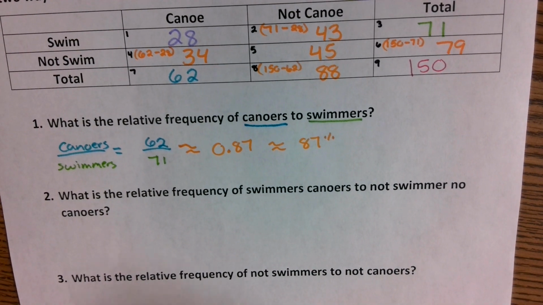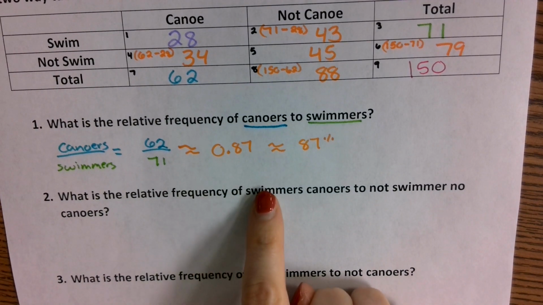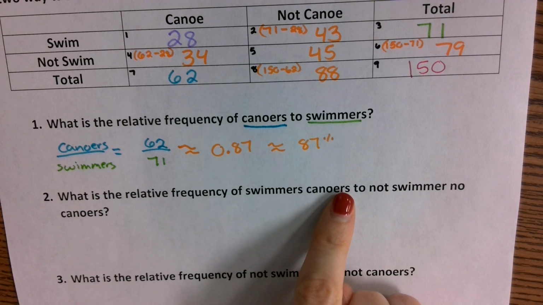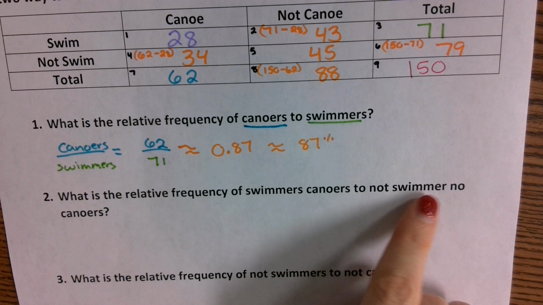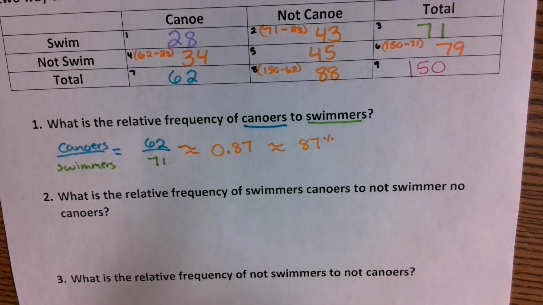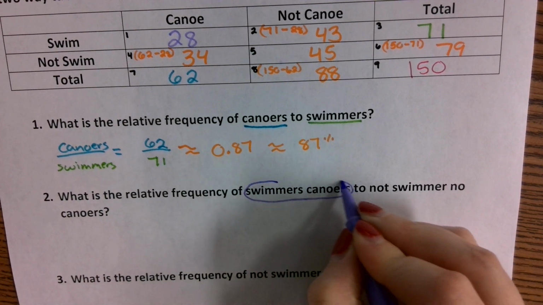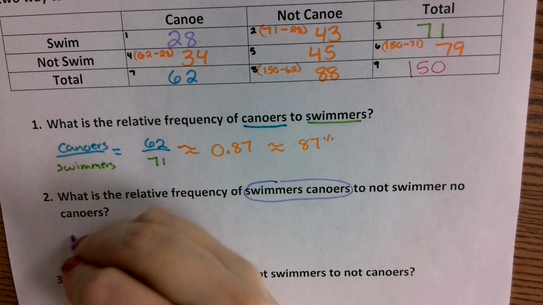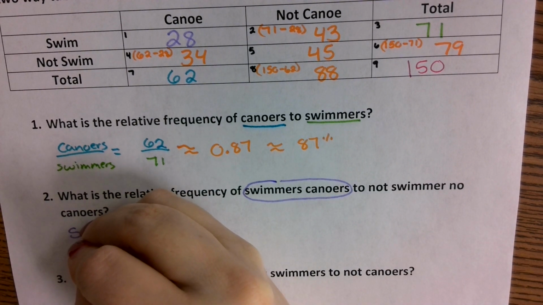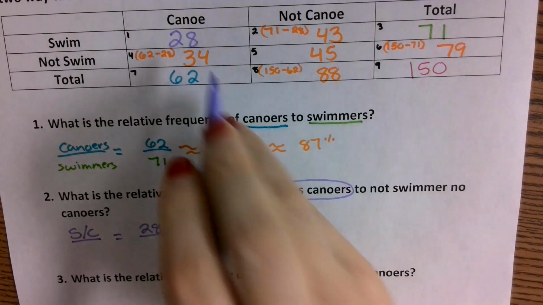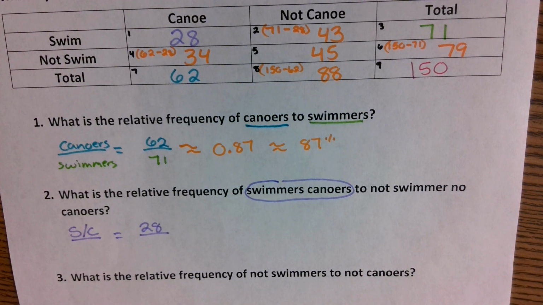Okay, for problem 2, the relative frequency of swimmers, canoers. So it's people who swim and canoe compared to people who do not swim and do not canoe. So how many people swim and canoe? 28. Okay, so swim and canoe, that's going to be 28 people. 28 that swim and canoe, compared to those who do not swim and do not canoe.